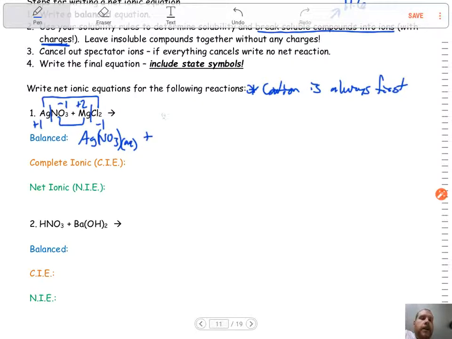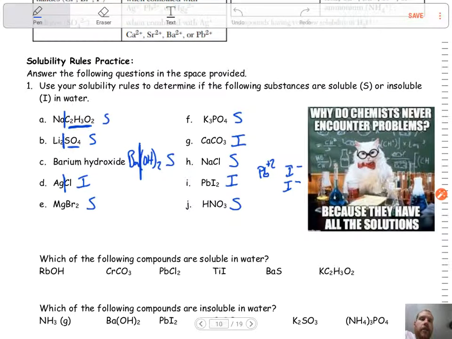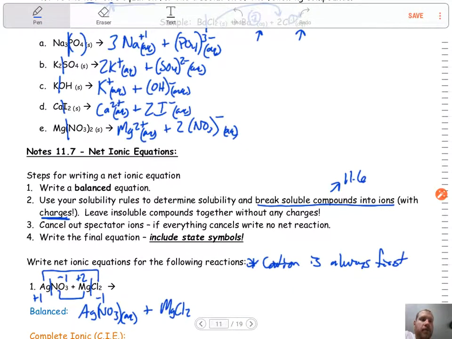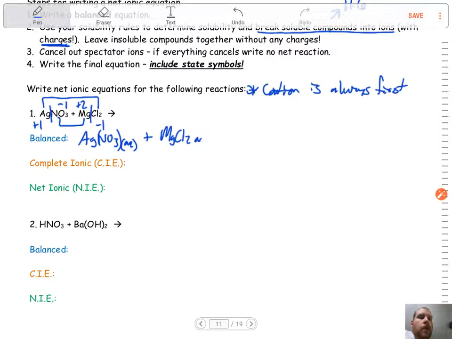And then magnesium chloride. So notice the reactants, since I was given those, I'm good. I don't need to worry about doing my crisscross method or anything like that. Those are given to me. Look at halides. Okay, there's chlorine. Magnesium is not an exception, so it's going to be soluble as well. All right, so aq.